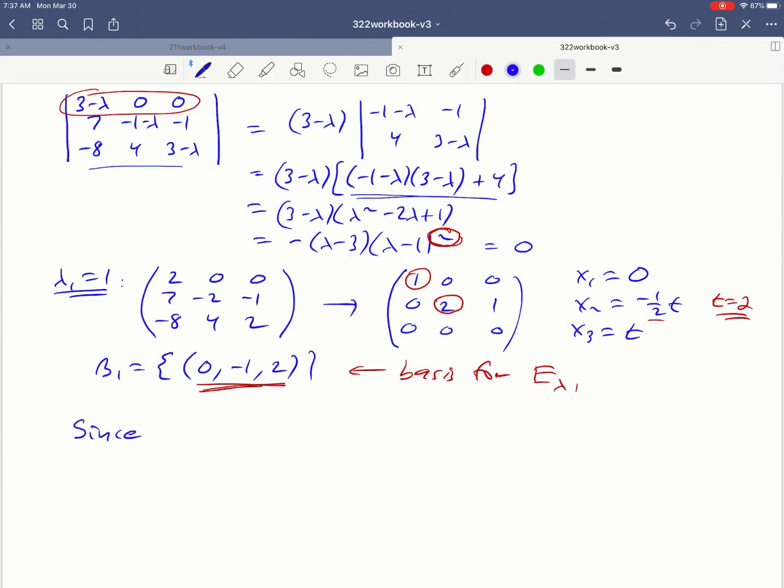All we have to say is really this. Since the dimension of our eigenspace is just 1, because we've just got one vector in our basis, and that's less than 2, the multiplicity, we know that A is not diagonalizable.